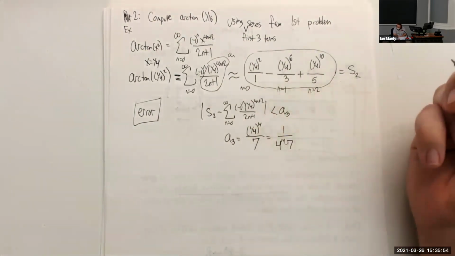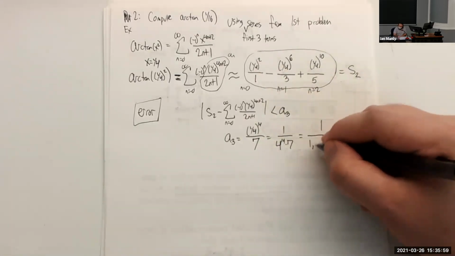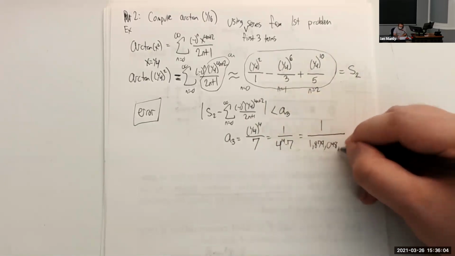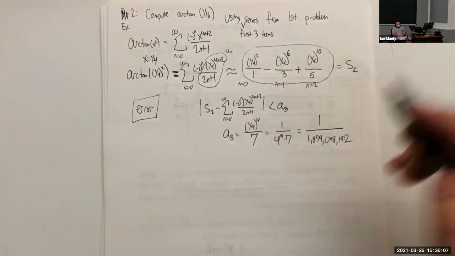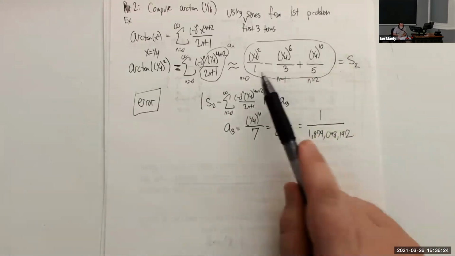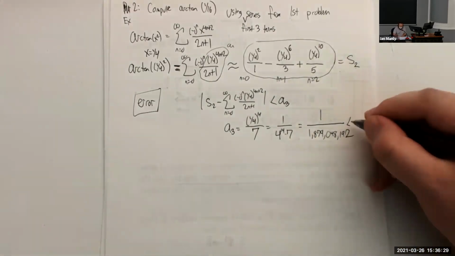And I actually went on a calculator and did this earlier, just to give you a sense of scale. This is 1 over 1,879,048,192. So what this means is that only adding up 3 terms of our series got us to within 10 decimal places of the true answer for arctan of 1/16. So 3 doesn't seem like a lot compared to infinity. It's literally nothing compared to infinity. But only adding up a few terms can get you an incredible amount of accuracy.